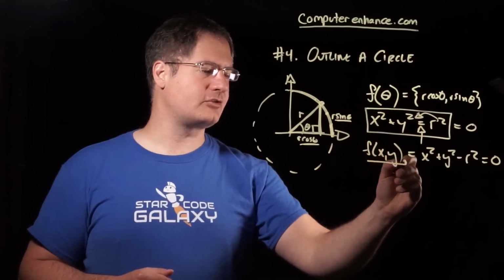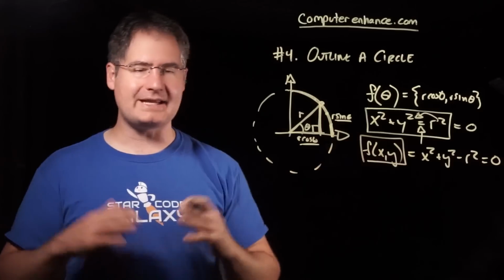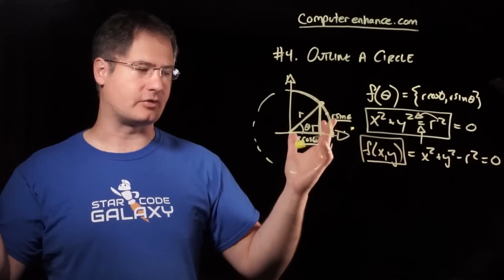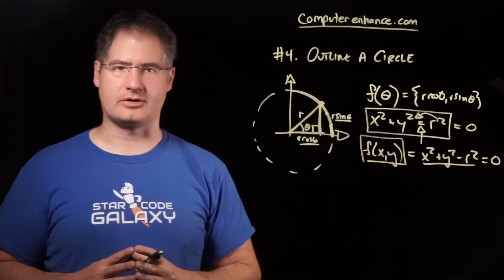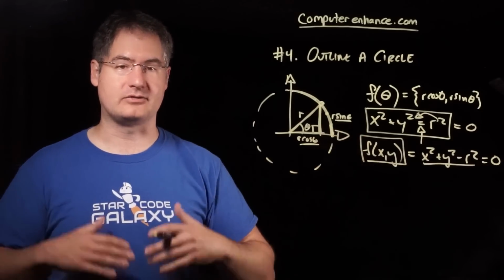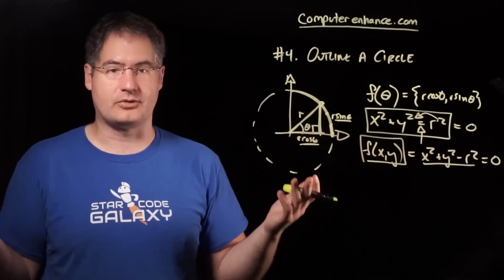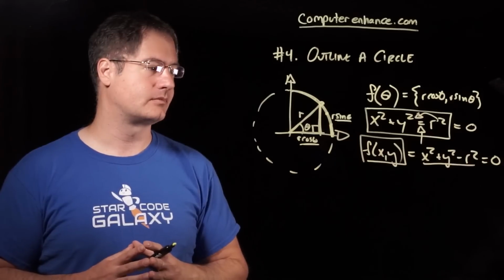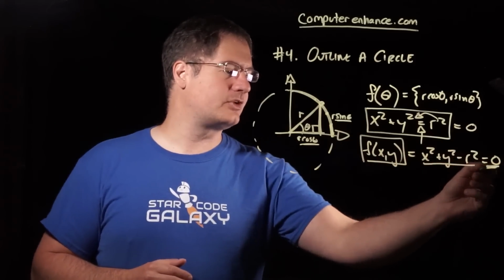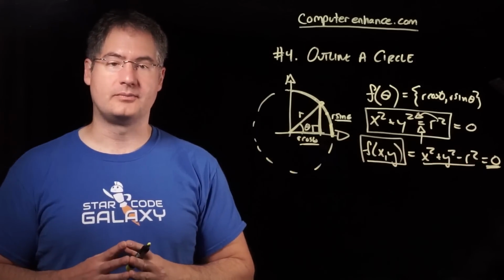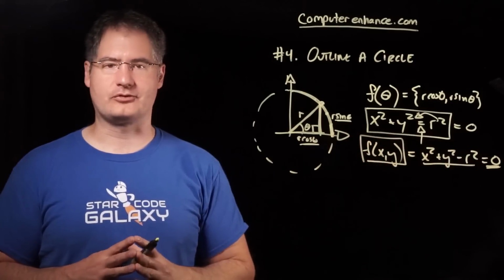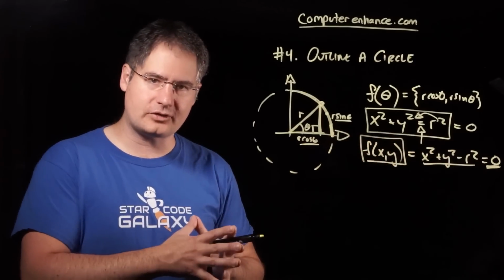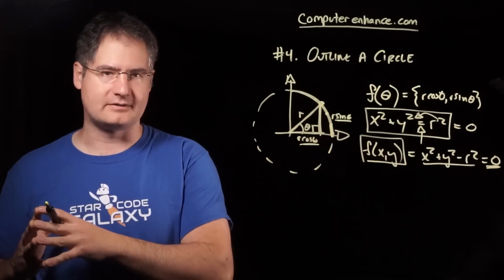Now we have a function where if we plug in any point in the whole universe, we can compute x squared plus y squared minus r squared, and r squared again is a fixed value. We just pick it for the radius of our circle. If it equals 0, then we know we're on the circle. So this is the implicit formula for a circle. It doesn't tell us where the surface is, but it tells us when we're on it.